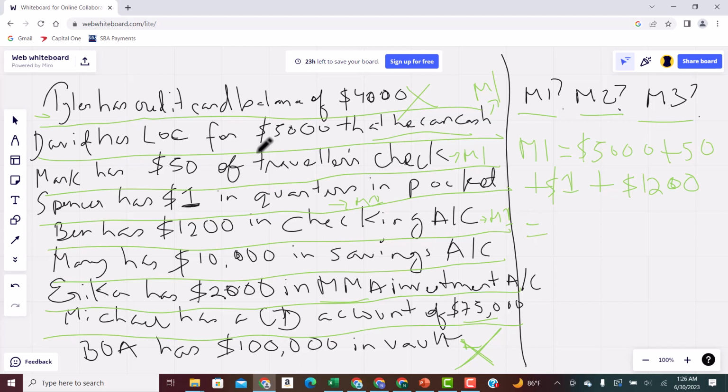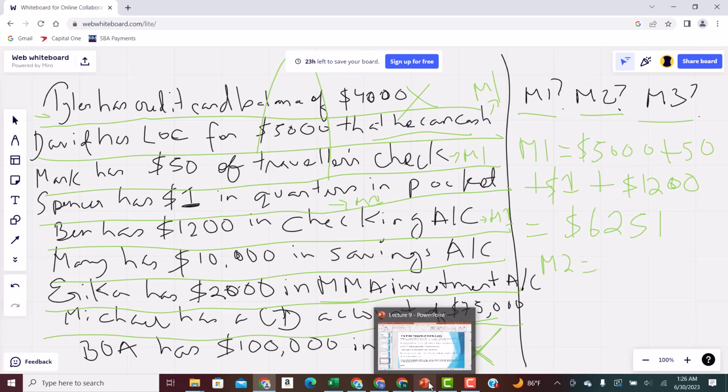So 5,000 plus 50 plus $1 plus 1,200. If we do that, M1 comes out to be 6251. Now let's look at M2. What is the formula for M2? Let's go back and look at it.